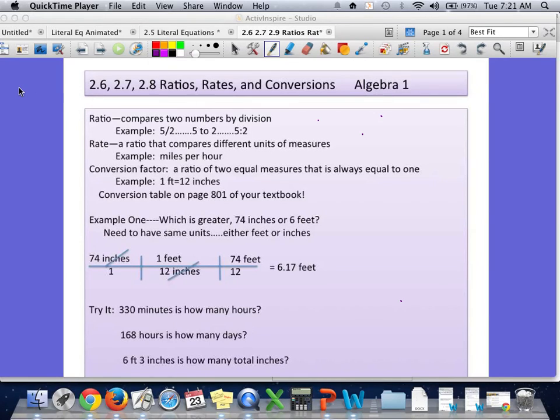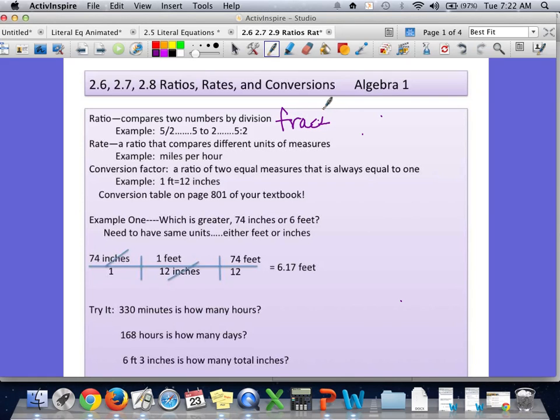Alright, in this video we're going to be doing three little sections, 2.6, 2.7, and 2.8, which is ratios, rates, and conversions. It's a really small section, so we threw them all together. Ratios compare two numbers by division. These are also fractions. For example, you may have 5 divided by 2, which is read 5 to 2, or 5 colon 2.